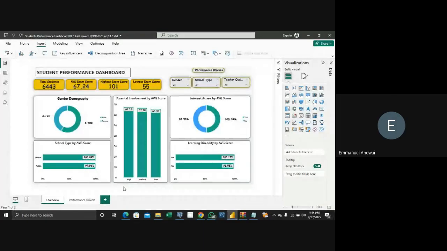Then going to learning disability by average score. We have it that students with disability scored lower, which is 98.58, and those without disability scored 100.17%.